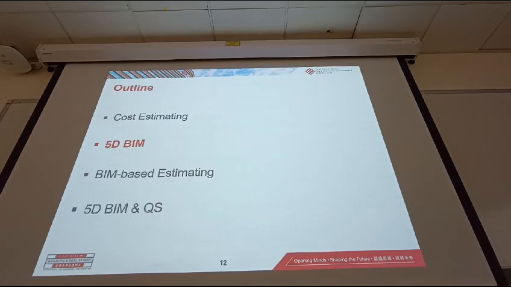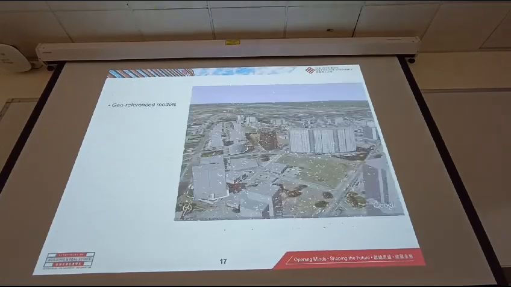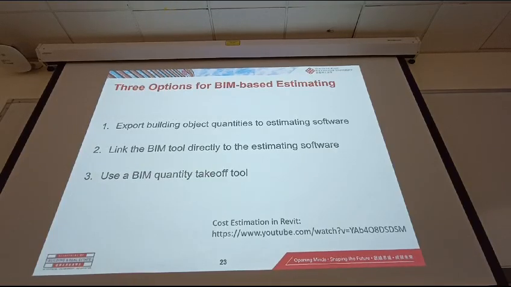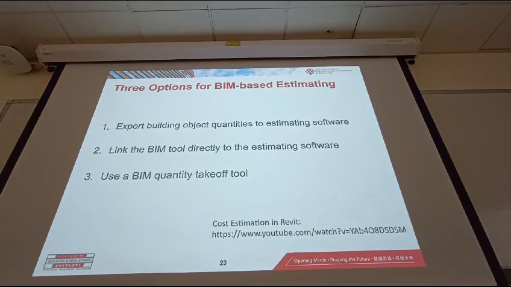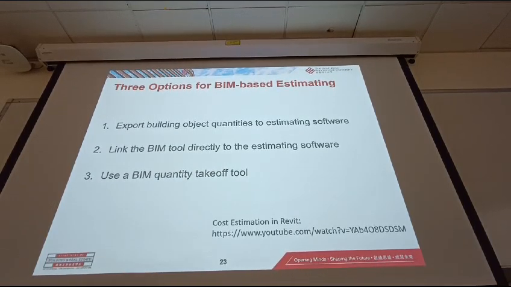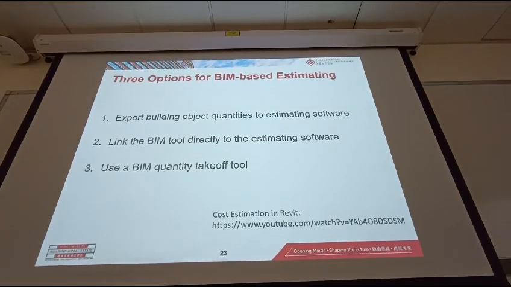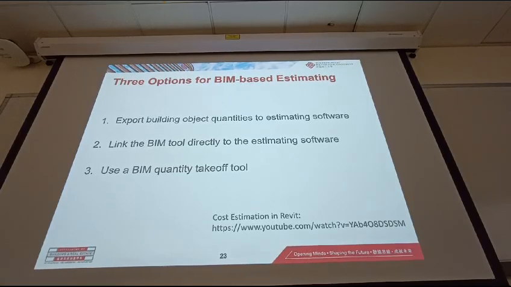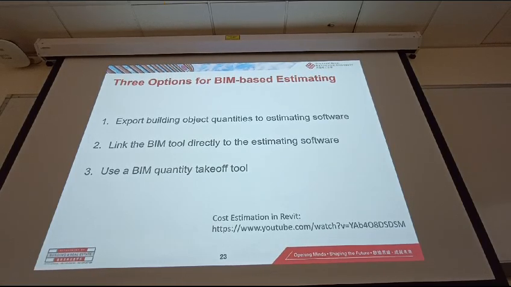There are three approaches. We can export some quantities from the BIM model to the existing estimating software, or we can use some add-on program, or we can use some quantity taker tool. Again, the reason why we need to use one of these approaches is that the unit cost information is not available from the BIM, so we need to link this unit cost information with the cost item and the quantities. To do this, we can use one of these options.